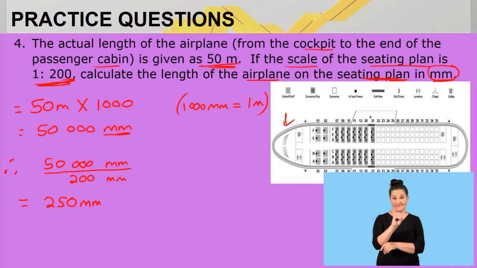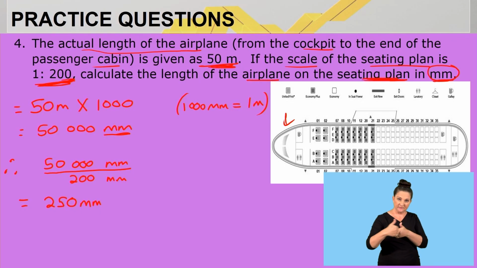Thereafter, I took my 50,000 millimeters and I divided it by the scale. Remember, what does this mean? That 1 unit here on this floor plan is actually worth 200 units in reality. So therefore, I took 50,000 and divided that by 200, and that gave me 250 millimeters. So basically, what we are saying is that in real life, the actual length of the plane is 50 meters as given here. But when I go to my seating plan, it is actually 250 millimeters.